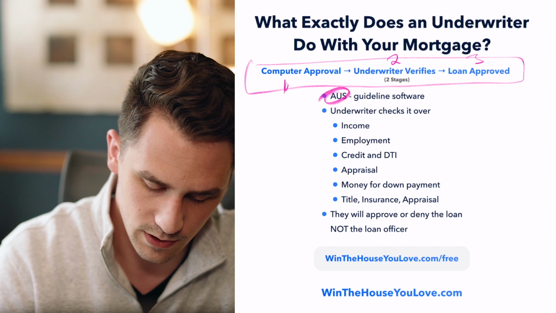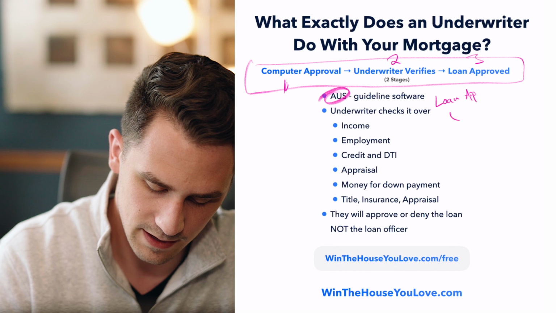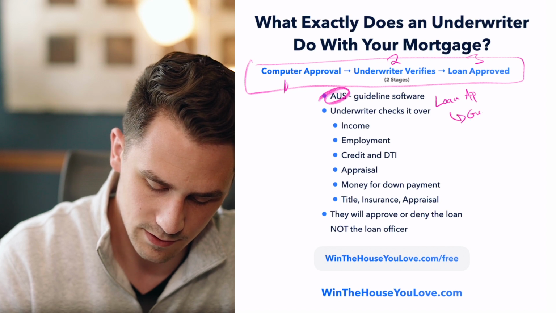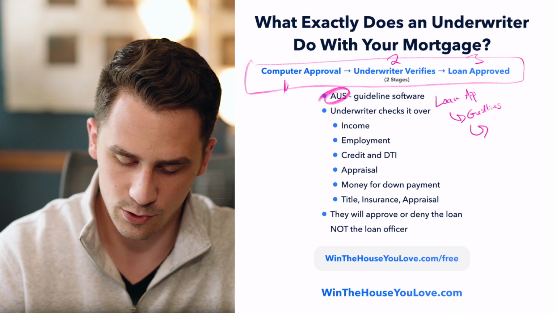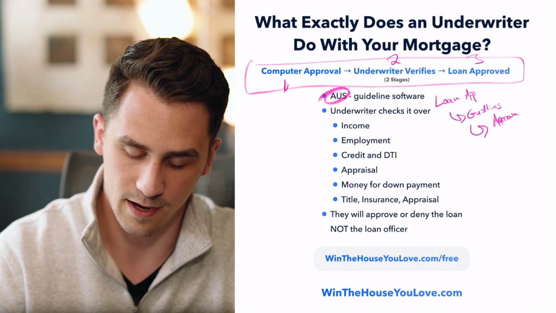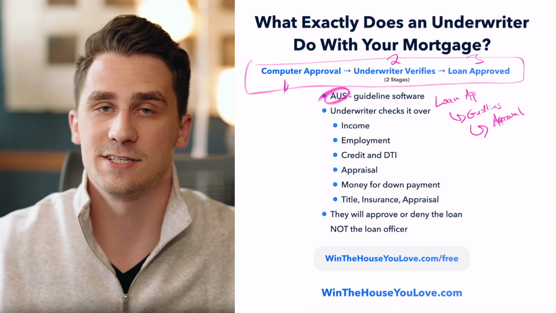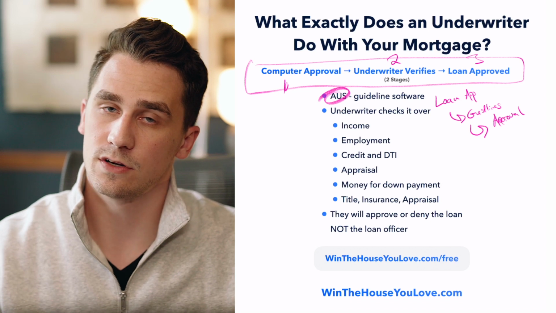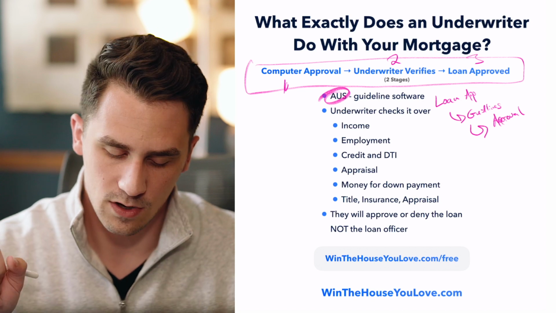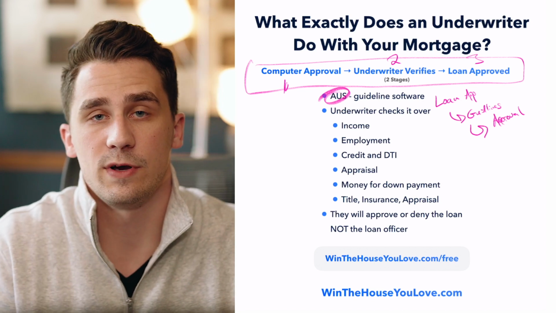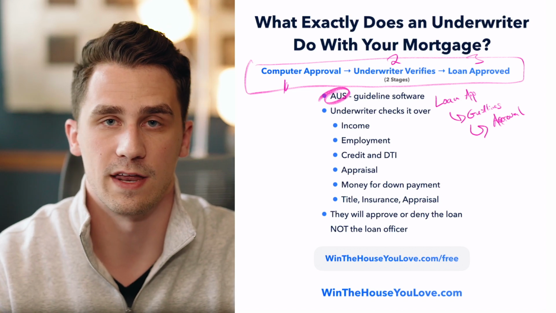So what AUS is doing is taking the information from your loan application and comparing it to guidelines. And then it's going to give you an approval or denial recommendation. The guideline software compares the information that you put in on your loan application and says, hey, we think this fits all of the guidelines. After the underwriting software says this fits the guidelines, an actual human has to review that information.